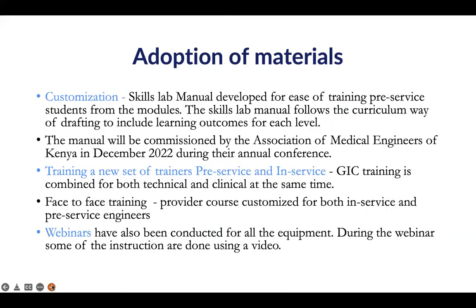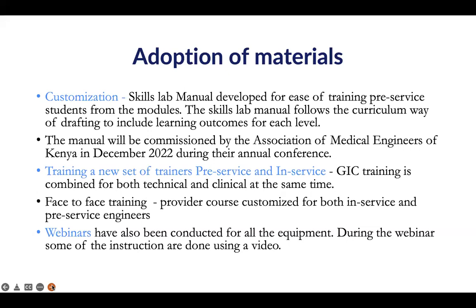So Joe has mentioned the adoption of the materials and the modules that are present in the website, and I'm going to go through how the Kenyan experience is. The technical modules were customized into a skills lab manual, and this is used mainly for the pre-service labs. The skills lab manual follows the curriculum way of drafting, including learning outcomes for each level. We have different outcomes for first years, different outcomes for fifth years, and they all use the skills lab for the training.